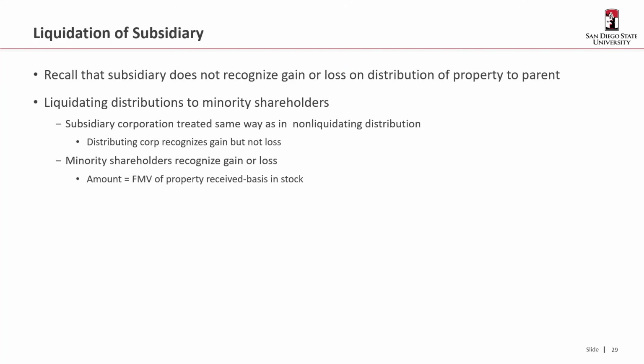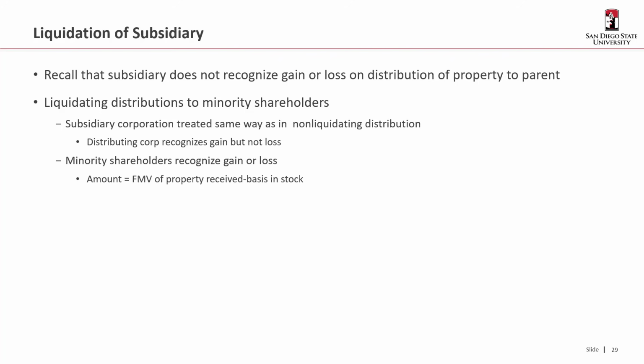All right. So recall that a subsidiary does not recognize gain or loss on distribution of property to the parent. So what happens if there's a liquidating distribution to a minority shareholder? So again, you only have to own more than 80%. So let's say that you own 90% and some other minority shareholder owns 10%. So the subsidiary corporation is treated in the same way as in a non-liquidating distribution.